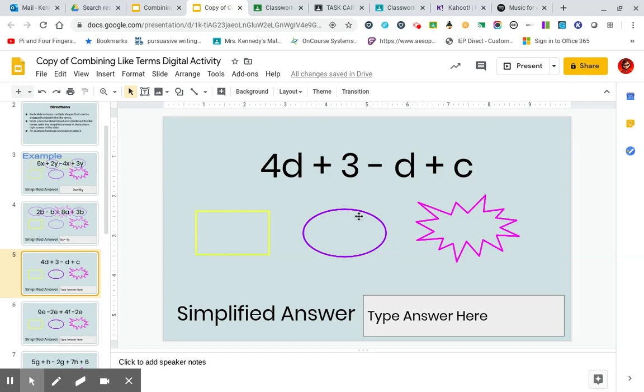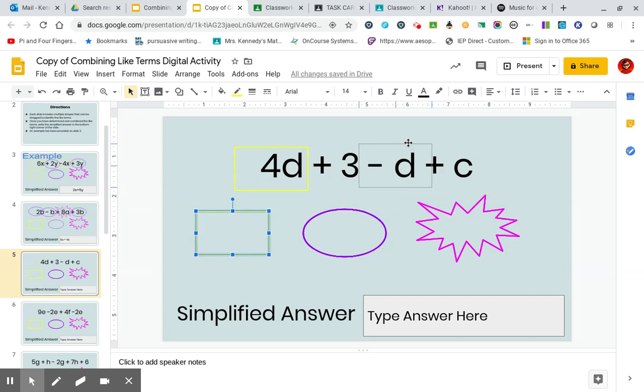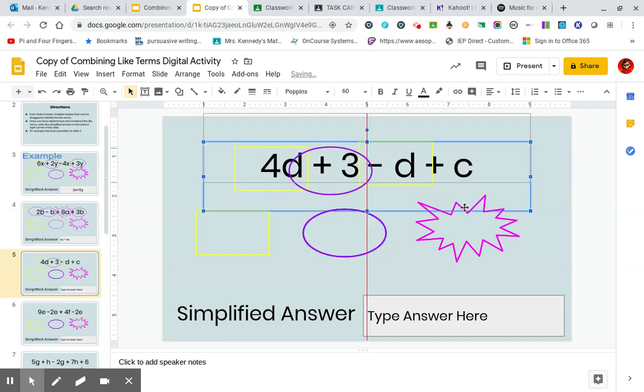All right, new one. Here we go. Let's see. We have a D, just a number, another D, and a C. So this is actually 3 separate terms, right? Actually, there's 4 terms, but we have 3 separate like terms. We have a 4D, and I see this minus D here. Then I have this lone 3 and this lone C.